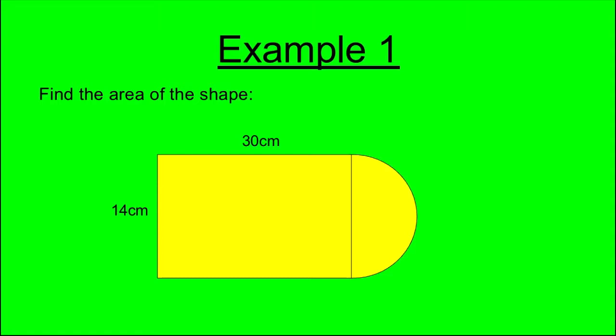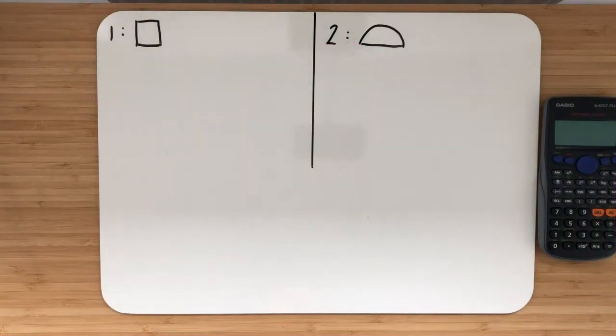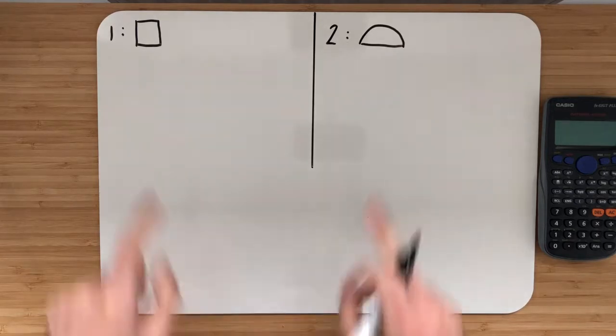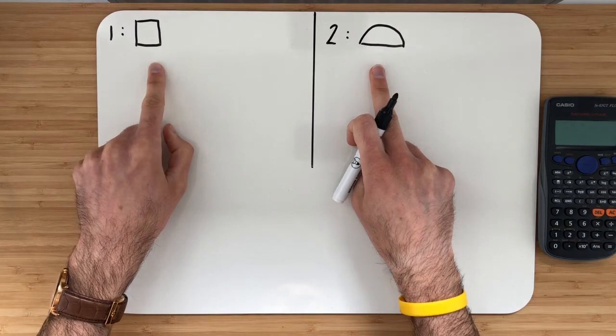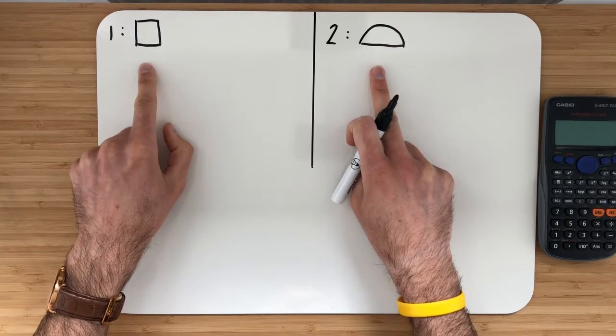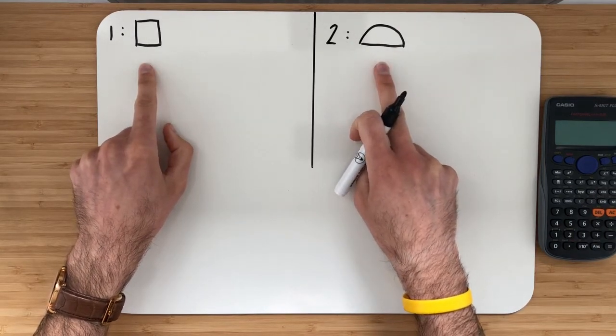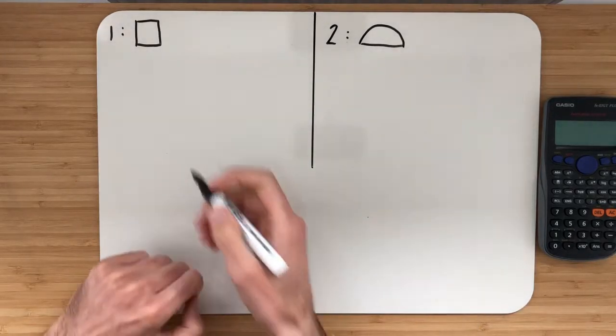Example 1. Find the area of the shape. In example 1, we've been asked to find the area of the combined shape. Looking at the shape, you'll see that it has a rectangle and it also has a semicircle. So the first thing I'm going to do here is just split my shape up into shape 1, which will be the rectangle, shape 2, which will be the semicircle. So let's take on shape 1 first of all.